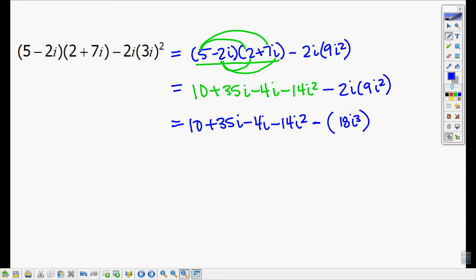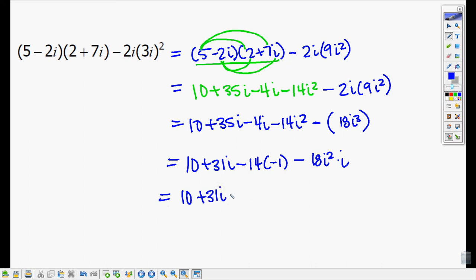Okay, so now I'm going to combine like terms, and I'm going to replace my i squared and reduce this i cubed. So I have 10, 35i minus 4i is 31i, minus 14 times negative 1, minus 18 times i squared times i. So again, I'm going to do a little simplification here and replace my i squared. So I have 10 plus 31i plus 14 minus 18 times negative 1 times i.